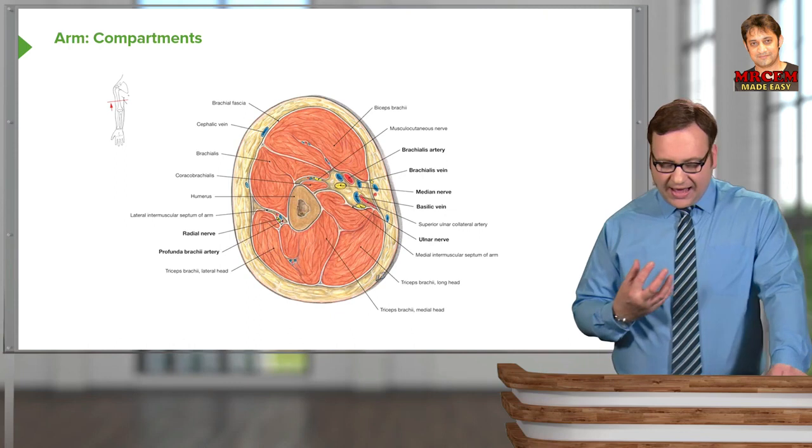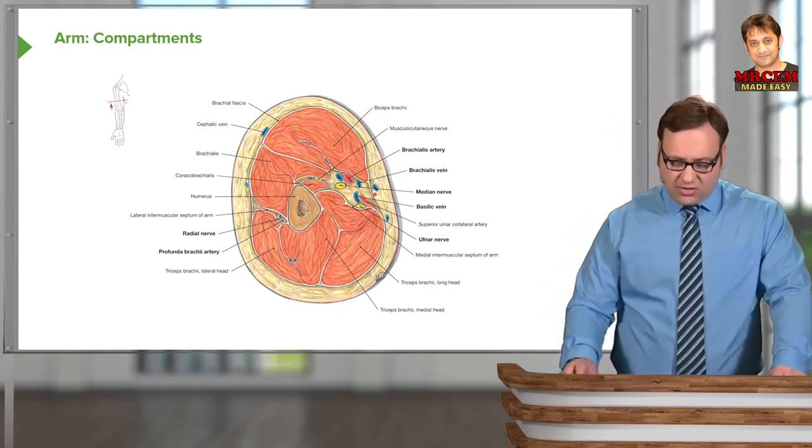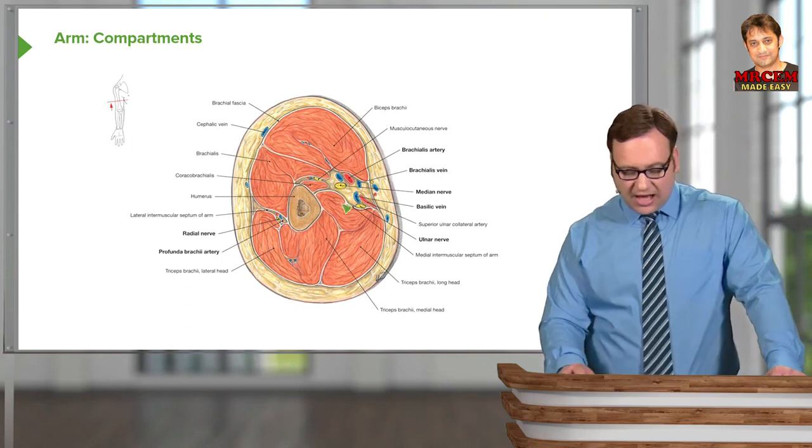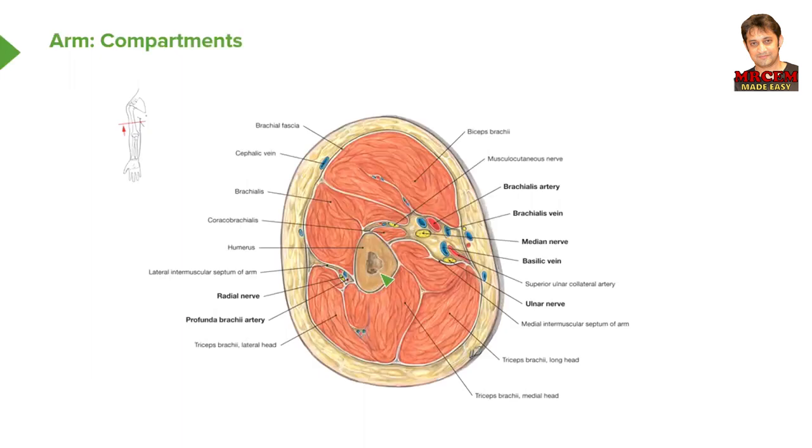So if we look at the compartments of the arm to start with, then this is a section through the arm, and we can see that we've got the humerus here, and then lying anteriorly we've got this surface here where we've got the subcutaneous tissue and the superficial fascia, and then we've got this line here that's running around the muscles, and that is the brachial fascia. So we're going to look at that in a bit more detail.